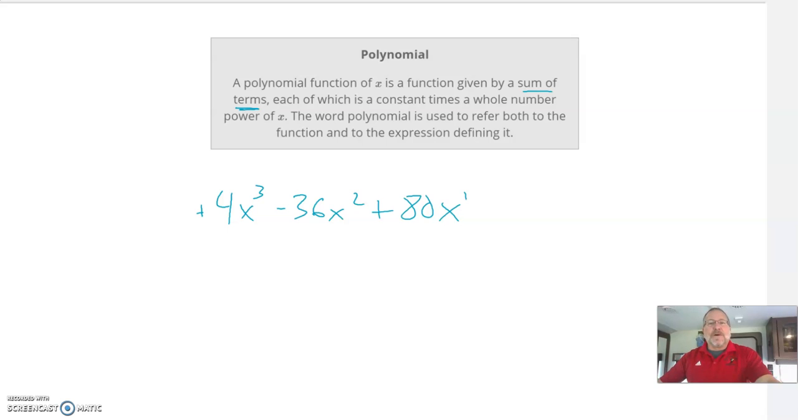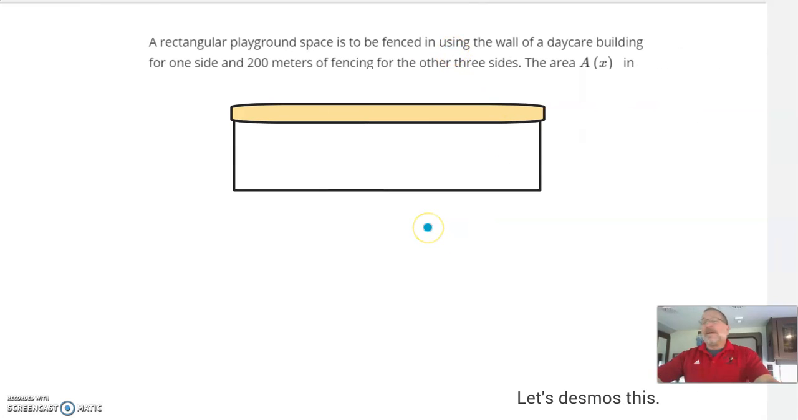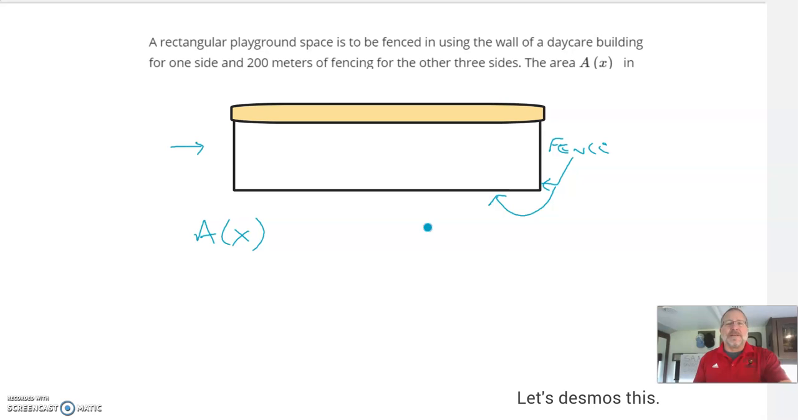All right, let's try another one real quick. This is the playground one that we did before. Let's build the area. Same situation, 200 feet of fence. The fence is right here. We got fence on this side and all the way around. There, and way over there. And then this is our building.